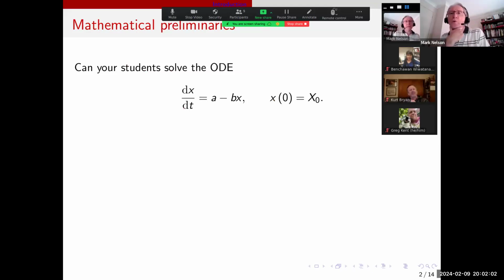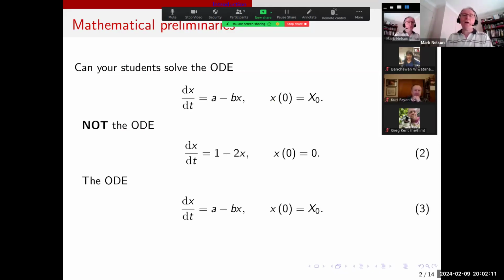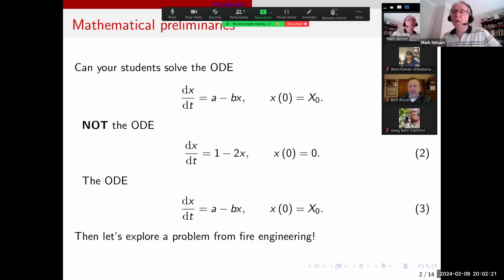Can your student solve this differential equation? Now, I don't mean this differential equation when I put numbers into it. I mean this differential equation when there's no numbers and there's parameters. If your students can solve this equation, then we can take a step into the world of fire engineering because this equation is what's used to analyze experimental data.